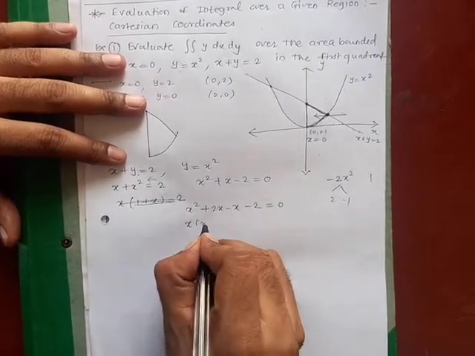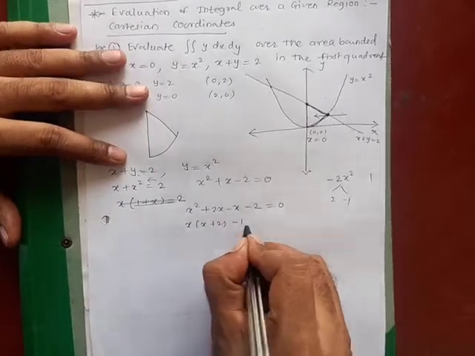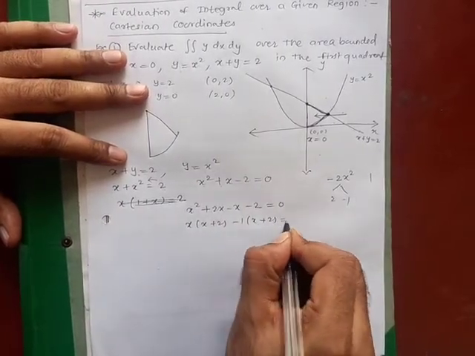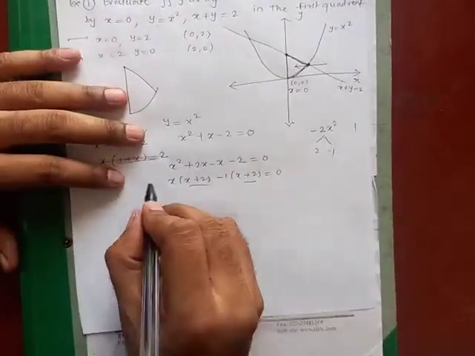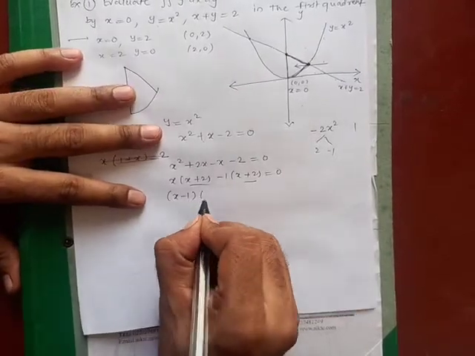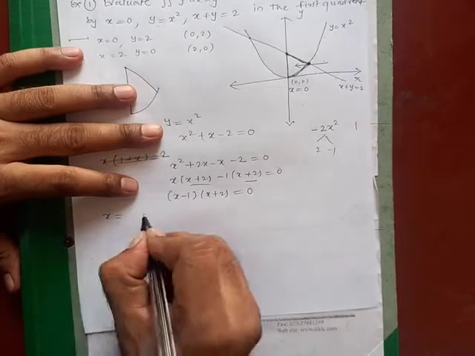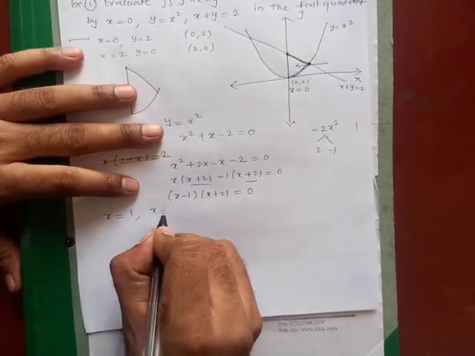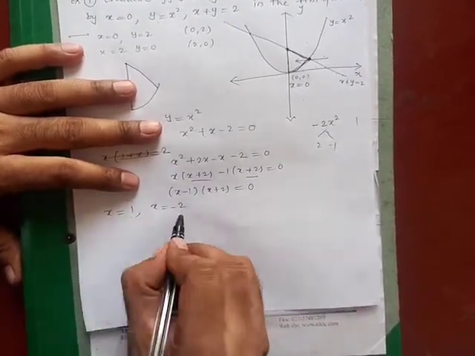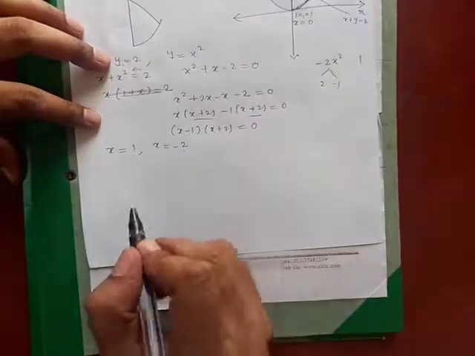This is x square plus 2x minus x minus 2 equal to 0. So x into x plus 2 minus 1 into x plus 2 equal to 0, common. So first bracket x minus 1, second bracket x plus 2 equal to 0. Therefore we have two values, x is equal to 1 and x is equal to minus 2. Now for these two values we need to find the value of y.